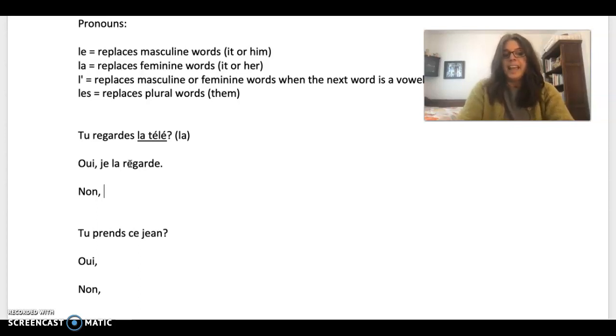Kind of weird. And if we want to make it negative, we're going to put the ne pas around both the pronoun and the verb. So we would have non, je ne la regarde pas. Okay, so the ne and the pas are going around both the pronoun and the verb.